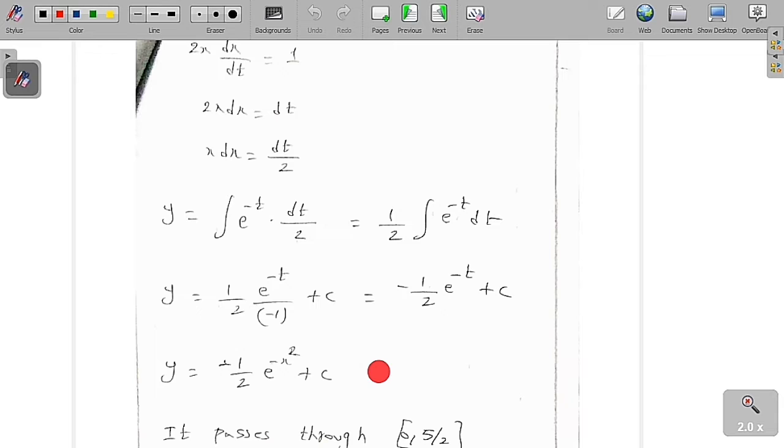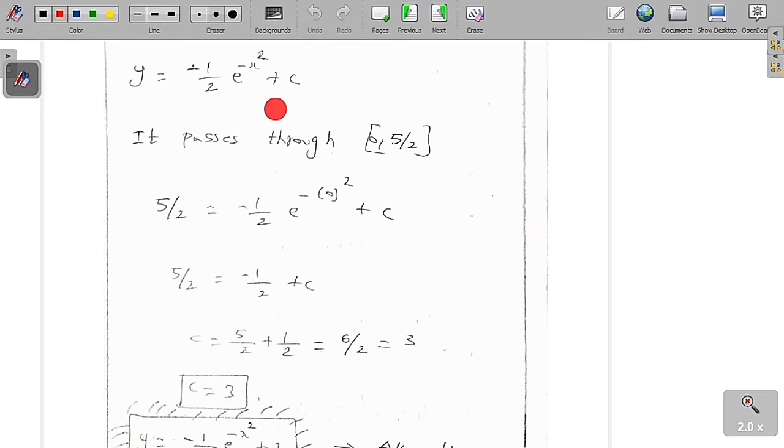But now I want to find the particular solution, for which this curve is passing through 0, 5 by 2. If I substitute this value, we get the value of c. So 5 by 2 is equal to minus half into e to the power of minus 0 whole square plus c. Because e to the power of 0 is 1, 1 by 1 is 1, and 1 into minus half is minus half. So 5 by 2 is equal to minus half plus c. If you solve this, we get c is equal to 3.